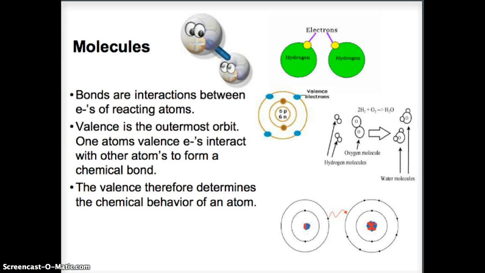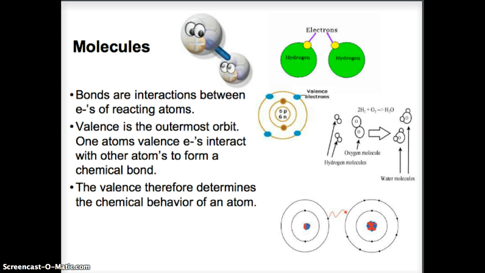So the bonds, the connection from atom to atom, is what is created when these atoms react with one another. We have the electrons surrounding a nucleus that's in the center of an atom, and what actually interacts from atom to atom are those electrons.